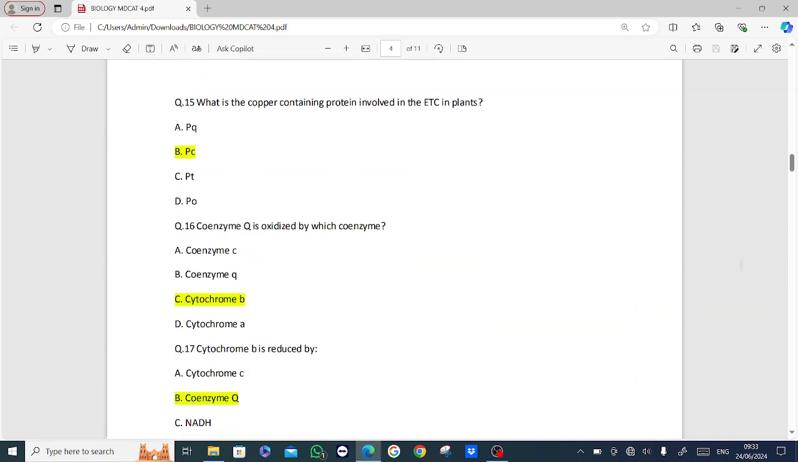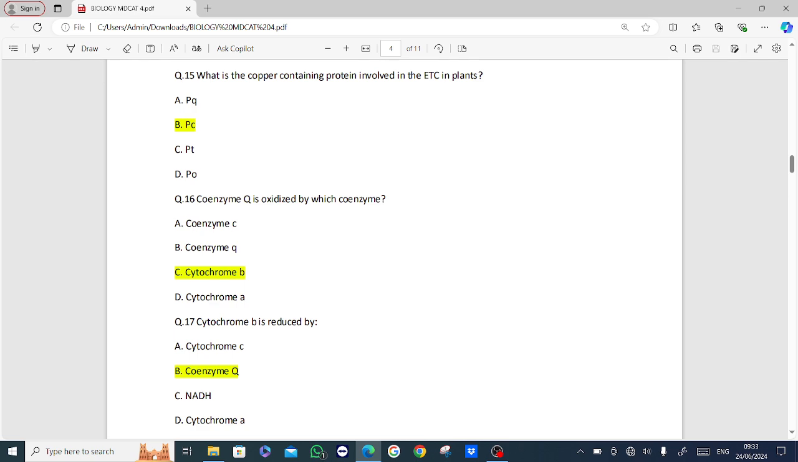Next MCQ is: what is the copper containing protein involved in the electron transport chain in plants? Options are PQ, PC, PT, PO. Answer is option B, PC.